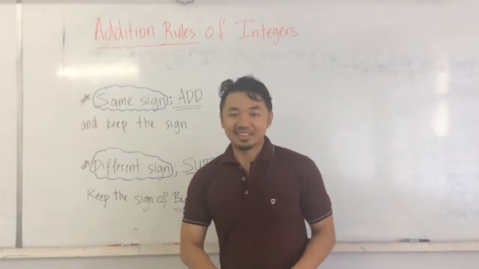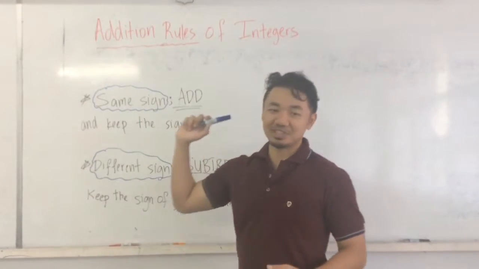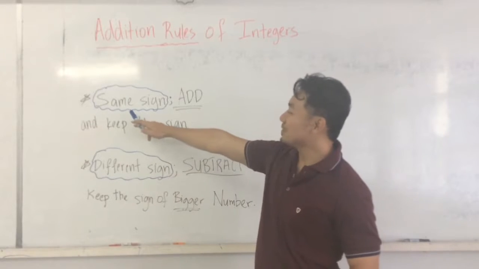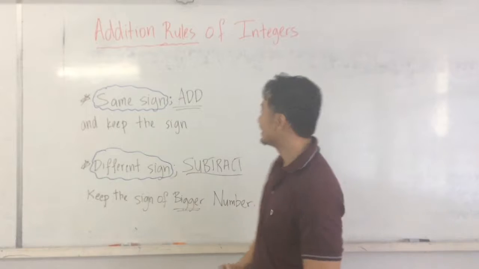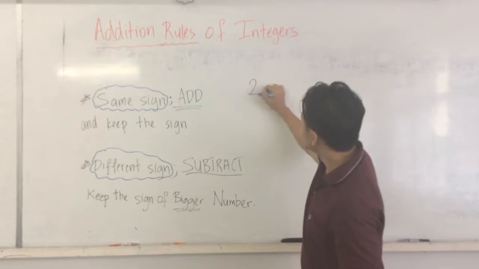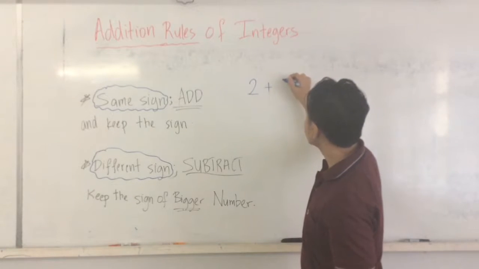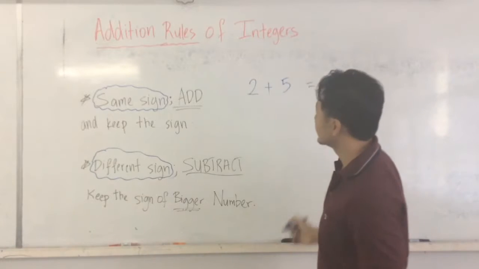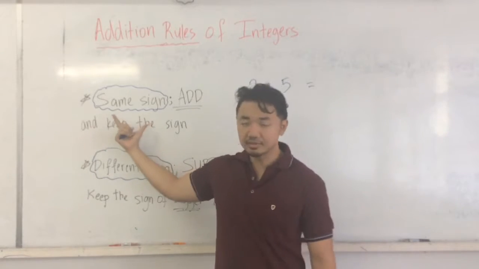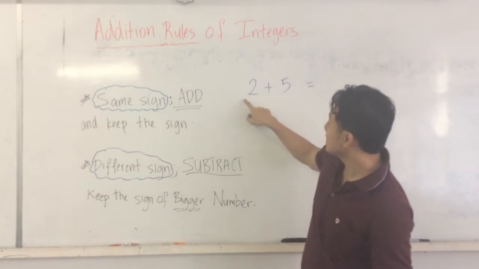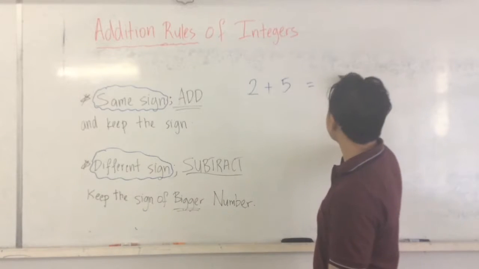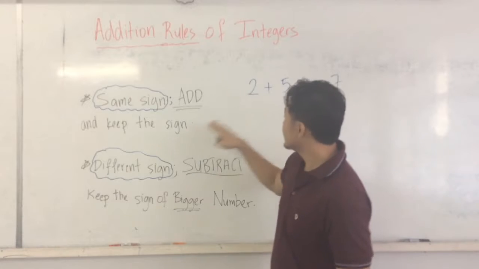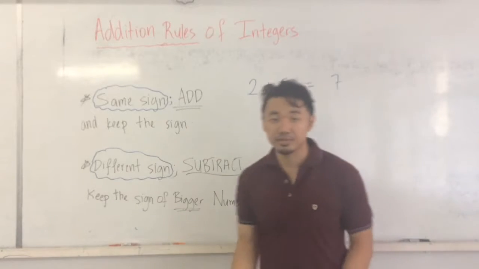Right off the bat, this is the addition rules, okay? It says here, if you have the same sign, you add and keep the sign. So what does that mean? If you have 2 plus 5, for example, it says same sign, plus and plus, so just add them together. 2 plus 5 is 7. Since the sign is positive, it's positive 7.